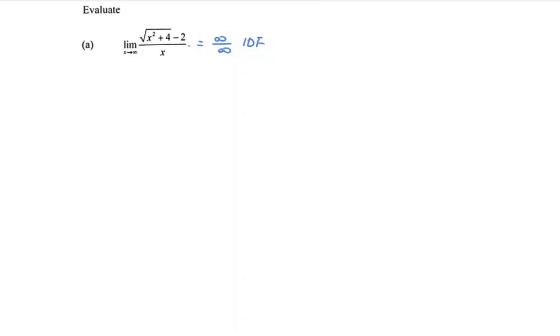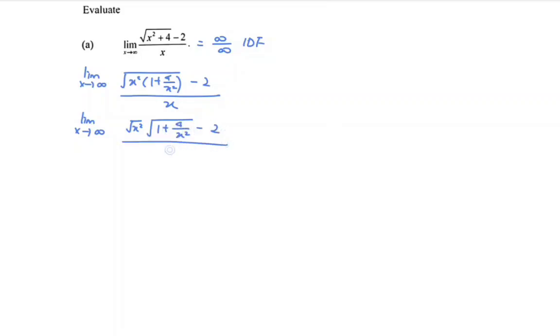Kindly refer to the question, we have the denominator, we have the x. So my suggestion would be to factor out the x. Limit as x approaches infinity. For the function given, here we have a square root. If we factor out the x squared, then we will have 1 plus 4 over x squared, then minus 2 over x. Rewrite: limit as x approaches infinity, square root of x squared, square root of 1 plus 4 over x squared minus 2 over x.